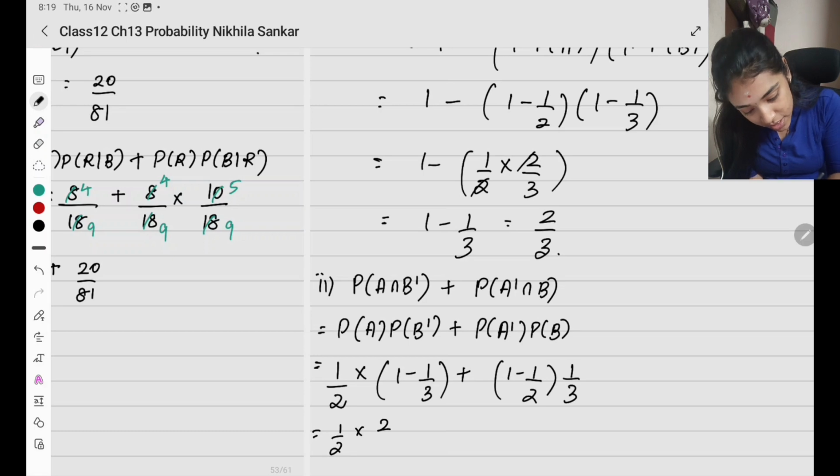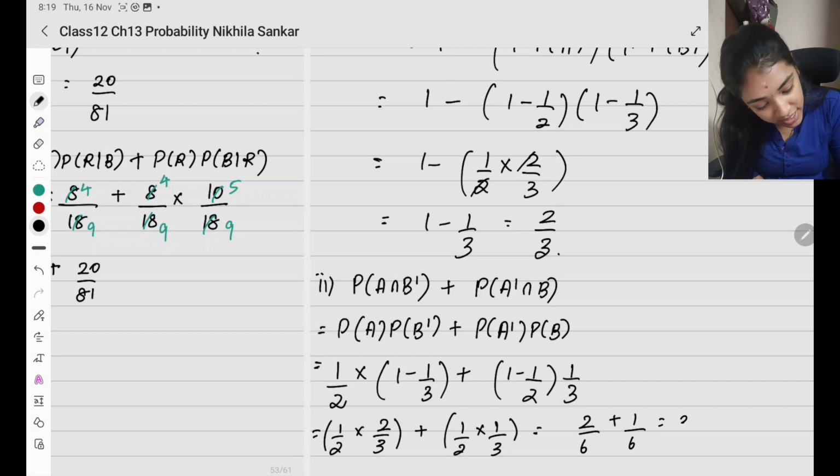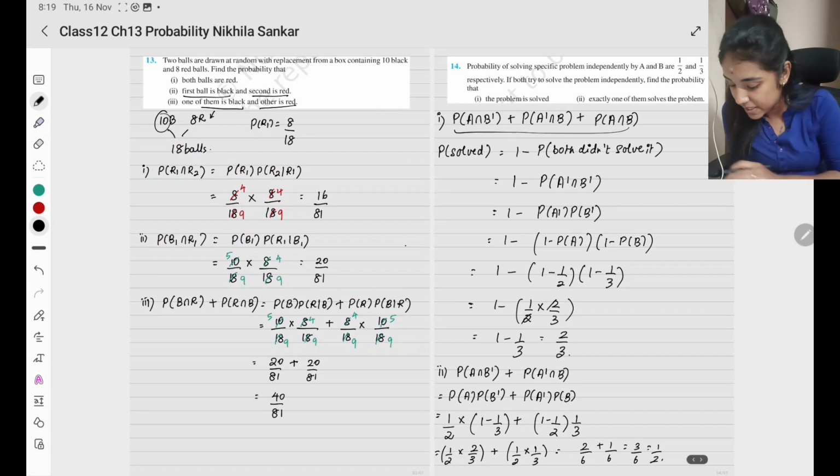1 by 2 times 2 by 3 plus, put a bracket, here 1 by 2 times 1 by 3. Okay, when I solve this, I'll be left with 2 by 6 plus 1 by 6, which is 3 by 6, which is 1 by 2. This is my final answer. Okay, please copy.